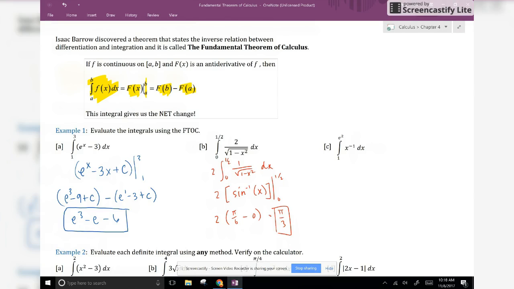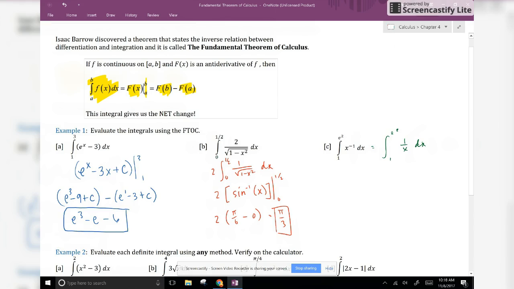All right, what about the next one? Let's try that. I want to integrate from 1 to e squared. Okay, that's kind of weird. Of 1 over x, right? So integrate from 1 to e squared of 1 over x dx. Now you know the antiderivative of that one.